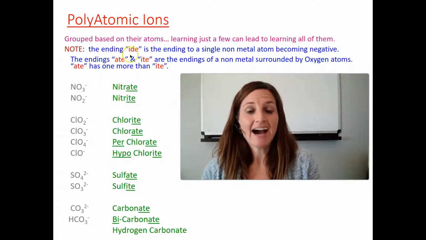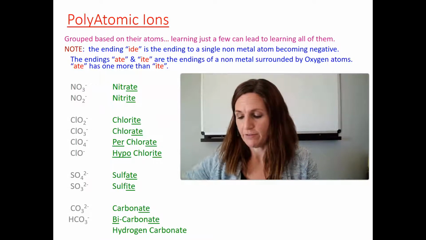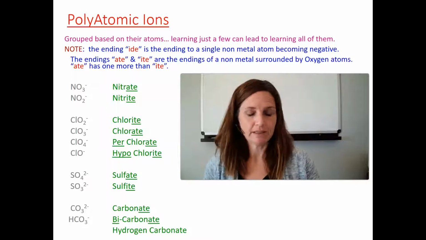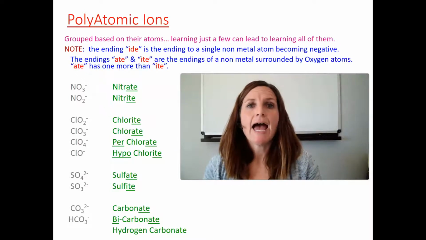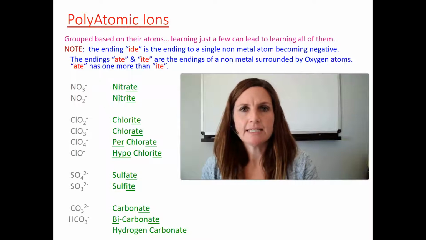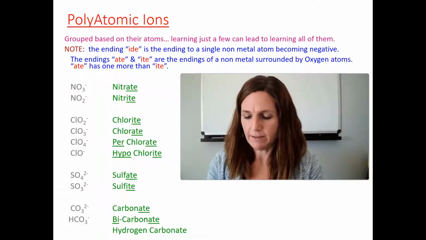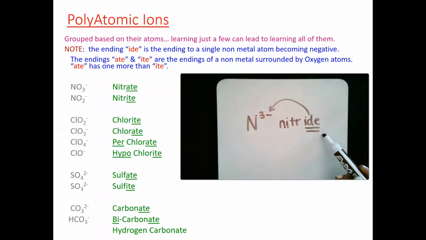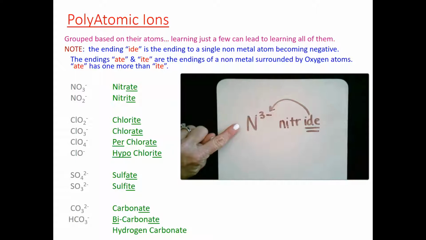One is that the ending IDE refers to a single non-metal atom that became negative. An example of this might be something like N3 minus. N3 minus is given the term nitride. So once again, my IDE ending refers to the fact that I am looking at a single monatomic ion, a single nonmetal atom.